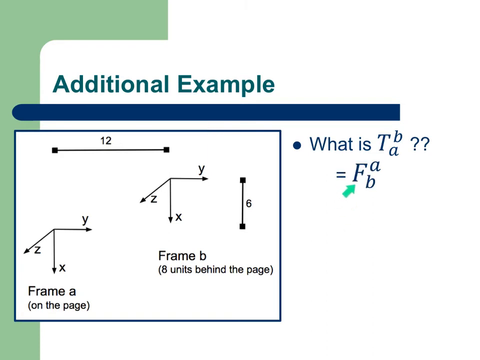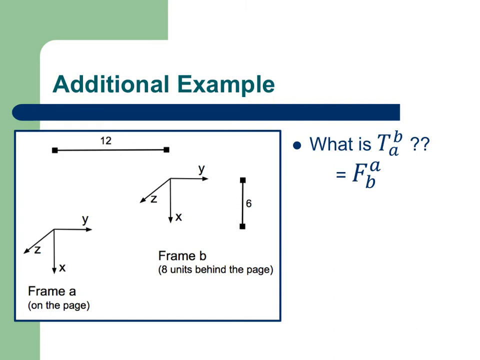The easiest way to do that is to figure out the frame transformation from B to A. In this case, let's take a look at the picture. Frame A is flat on the page. Frame B is 8 units behind the page. And there's a 12 unit distance here and a 6 unit distance here. I note that the A and B x's are parallel and the y's are parallel and the z's are parallel. They could be the same axis, but there's no rotation here.